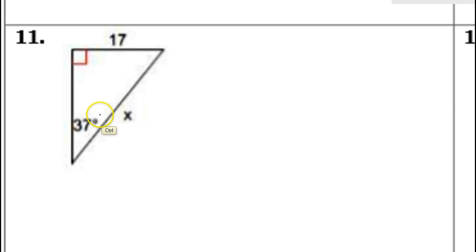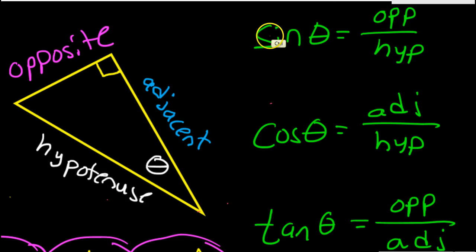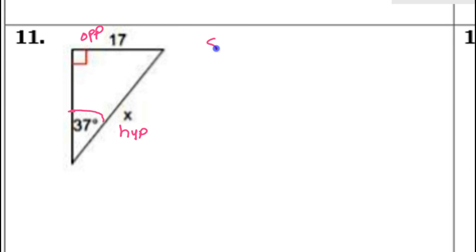For number 11, we've got this angle, and then we've got these two sides. Start with the hypotenuse. This x is the hypotenuse. This is the opposite leg because it's across from the 37. Opposite and hypotenuse, that is the sine function, opposite over hypotenuse. So we will say sine 37 is equal to opposite over hypotenuse.